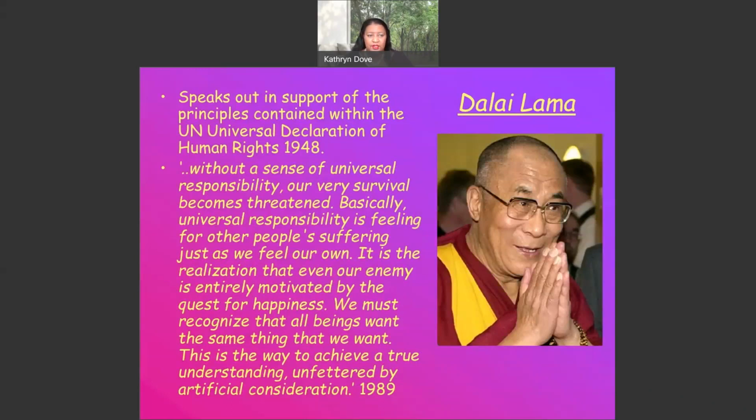In 1989, he stated, "Without a sense of universal responsibility, our very survival becomes threatened, because basically universal responsibility is feeling for other people's suffering just as we feel for our own. It is the realization that even our enemy is entirely motivated by the quest for happiness. We must recognize that all human beings want the same, and this is the way to achieve a true understanding, unfettered by artificial consideration."